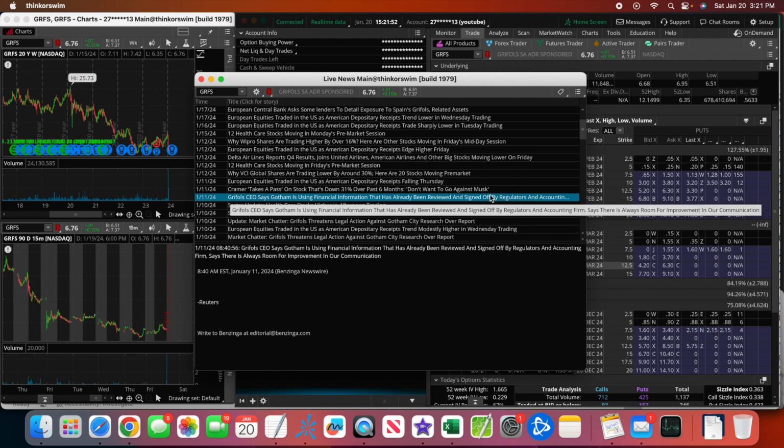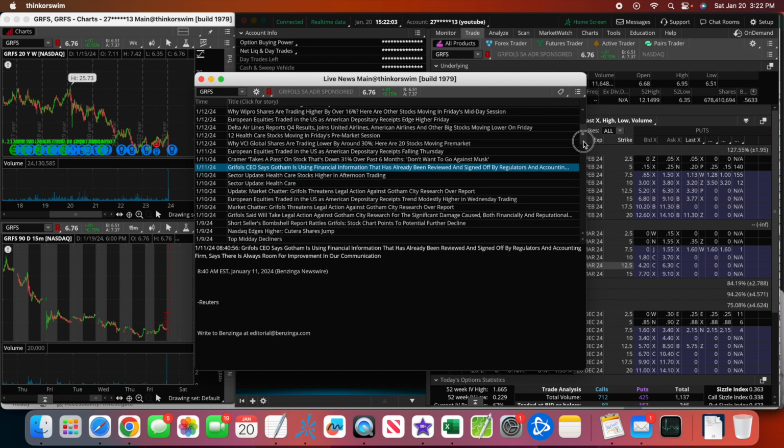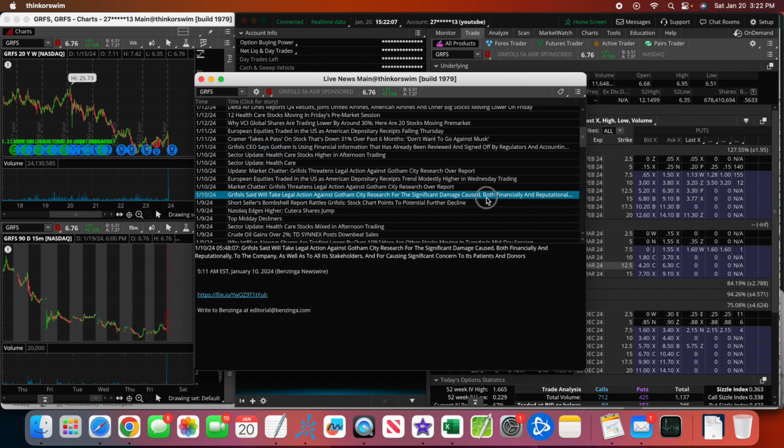This thing says they're using financial information that has already been reviewed and signed off for by regulators, says the accounting firm. That makes, wait. Why would you take that? Why would you say that?